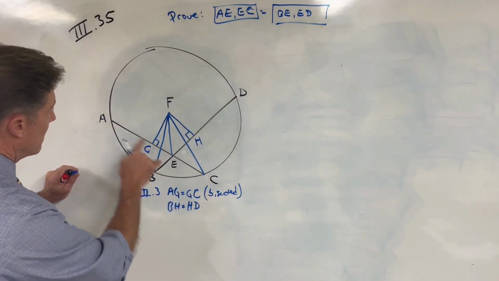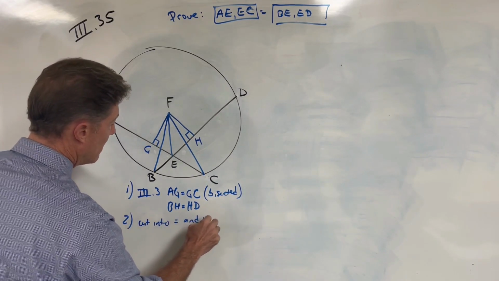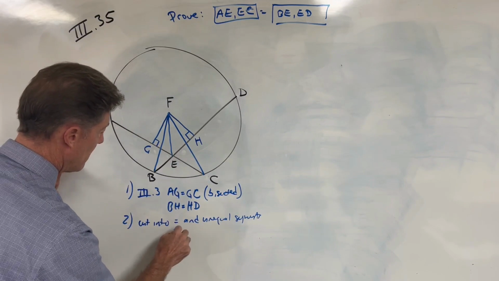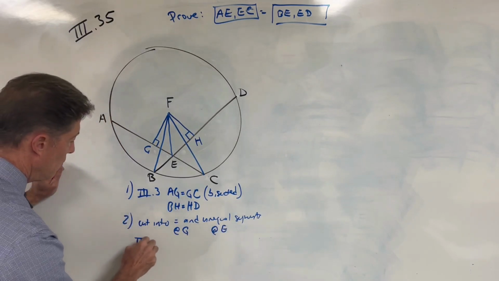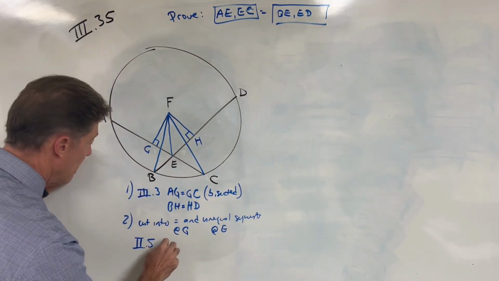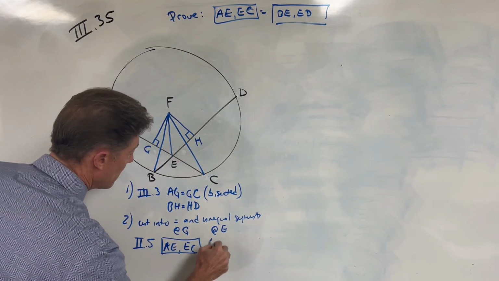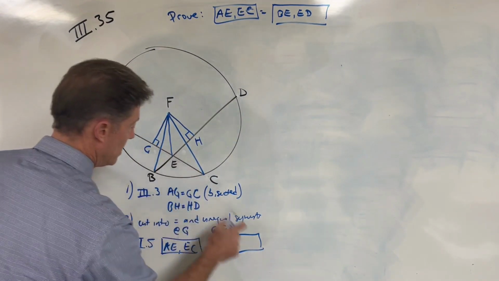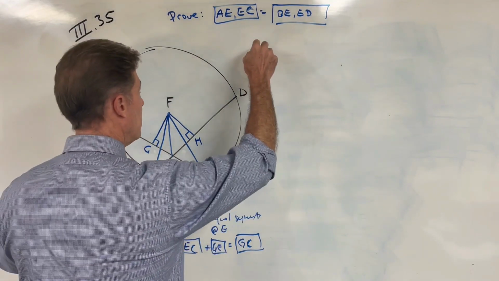And that means if we look at line AC, it has been cut into equal and unequal segments. So it's been cut into equal segments at G, and at unequal segments at E. And according to Book 2, Prop 5, when a line is cut into equal and unequal segments, then the rectangle contained by AE, EC, plus the square on GE will equal the square on GC. So let's bring that up here.